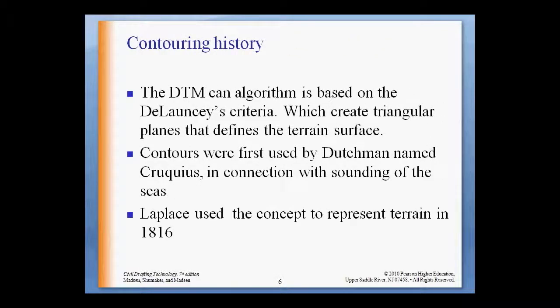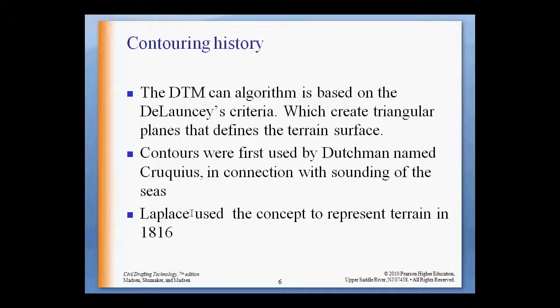Okay, so the DTM is an algorithm based on Delaunay's criteria, which creates triangular planes and defines the terrain surface. So remember, if you look at the TIN, it's just a bunch of little triangles, and each one of those triangles is a face. Okay, and when you created your Revit models, each one of those walls is a face. So rather than being rectangular, these are triangular.